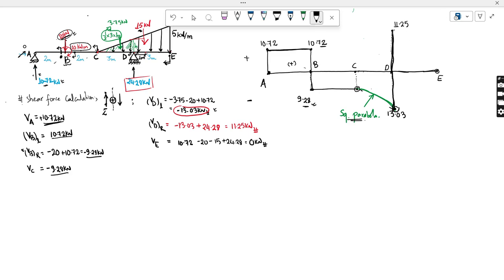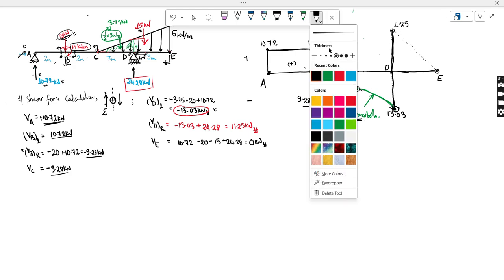You just have to join this point with this point. Again, the rule is there won't be a straight line, so you never do it like this. This is wrong in the exam. So what we have to do is again make a parabola.